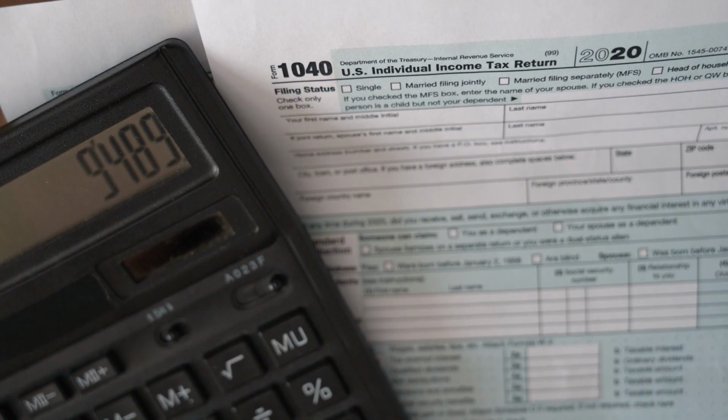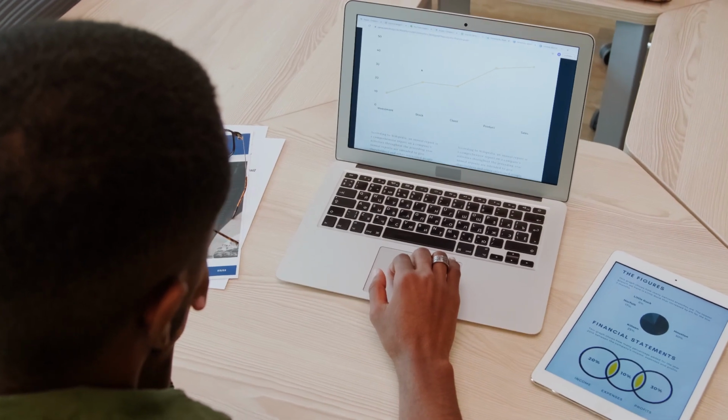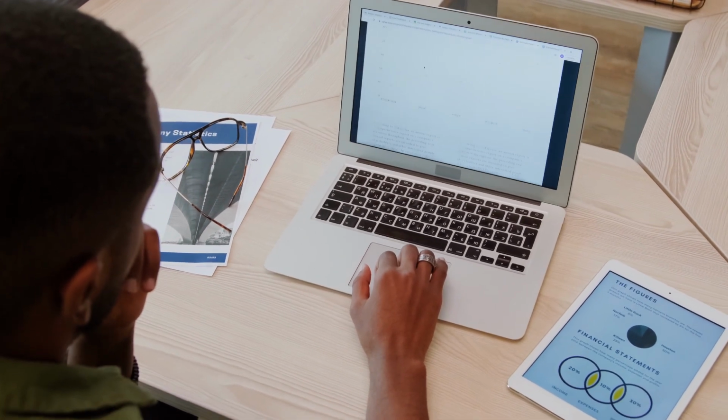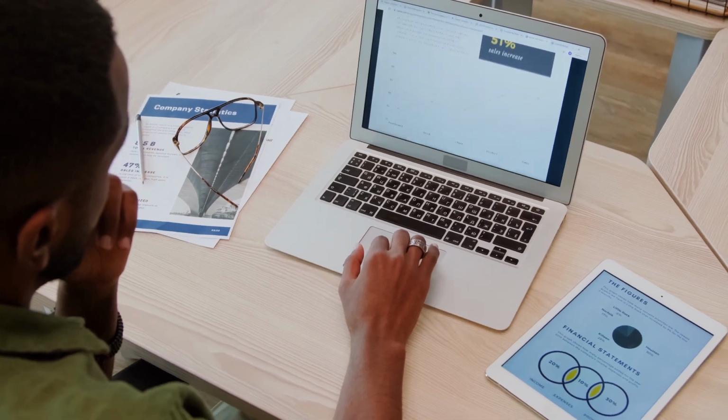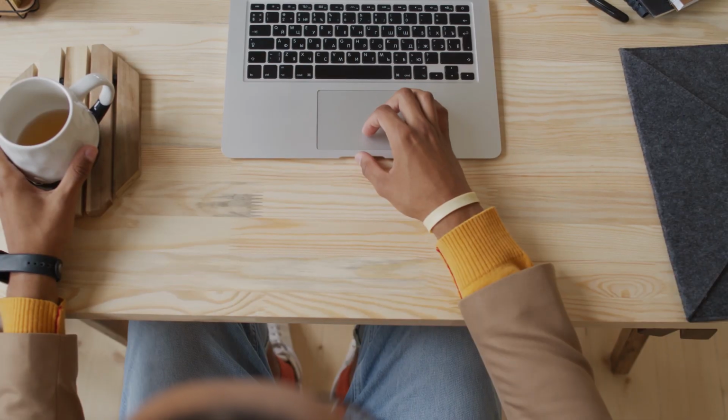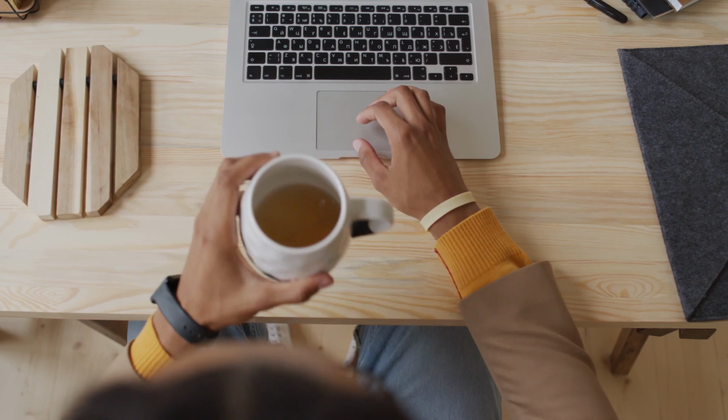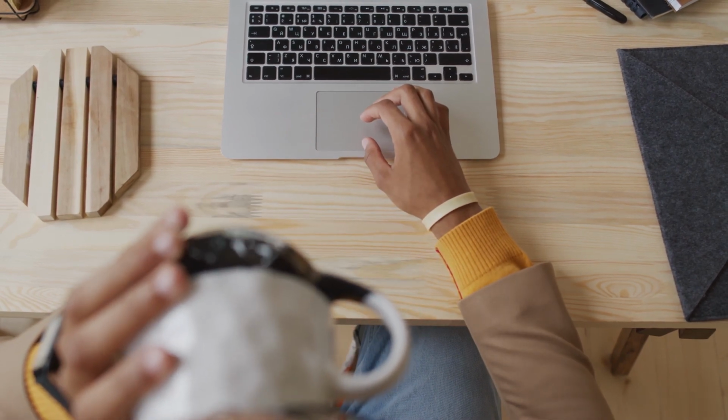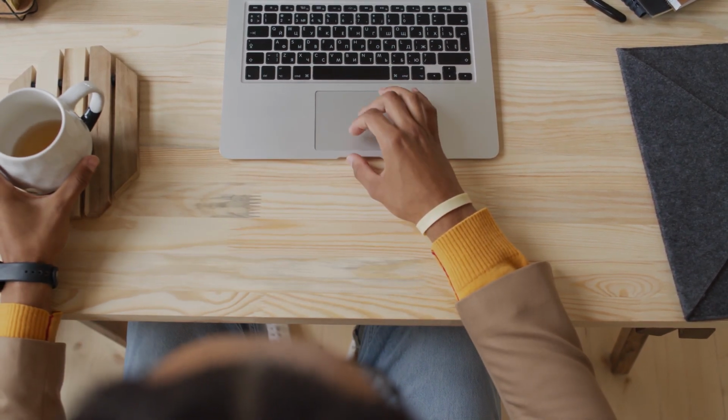We'll be breaking down how it works, offering tips and strategies for maximizing its potential, and showing you real-world examples of how compound interest can turn small savings into big wealth. So let's get started and learn how to use the power of compound interest to achieve your financial goals.